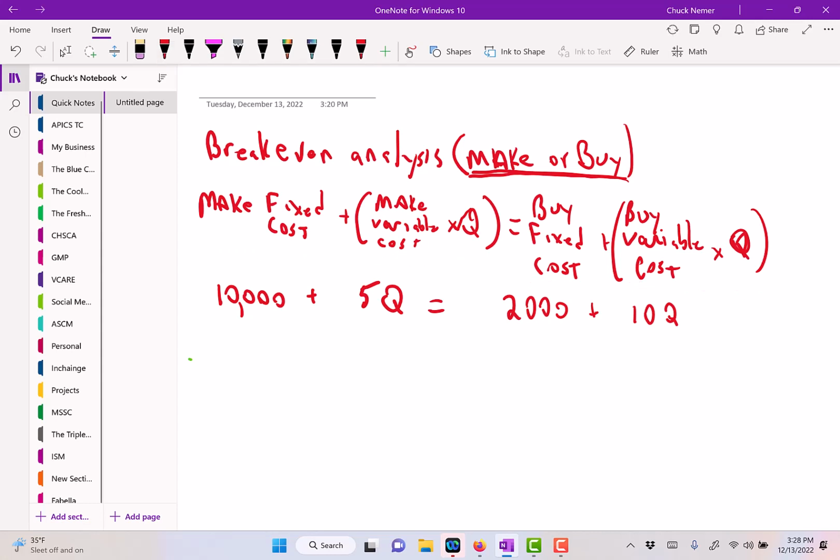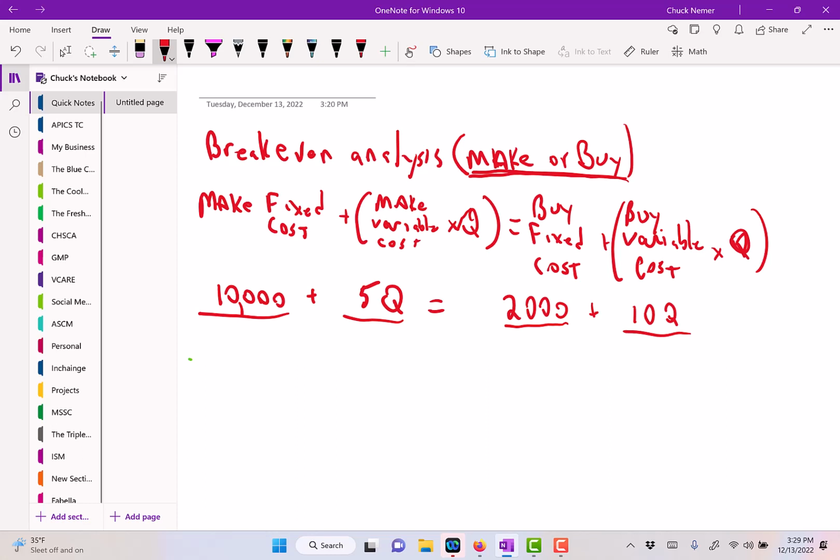So let's go out, and I just plugged in some numbers here just to try it out. So let's say our make cost is $10,000. Our variable cost to make it ourselves is $5 per part. Q is the quantity where it breaks even between making or buying. And on the right side, if we go out to somebody else, they may say, hey, we can do that for you. It'll cost us $2,000. We're going to charge you $10 a part. So we'll save you on the fixed cost. You'll make it back up in the variable cost.